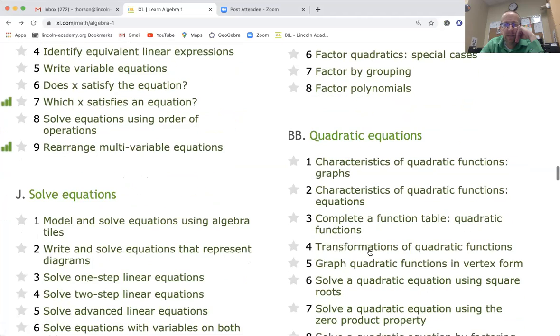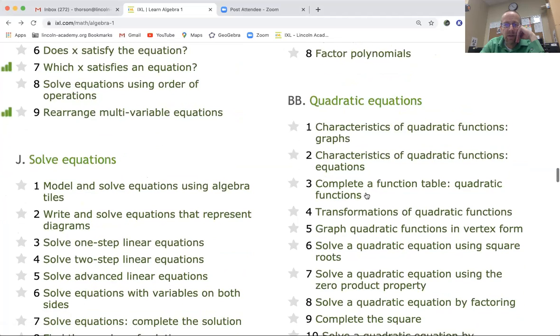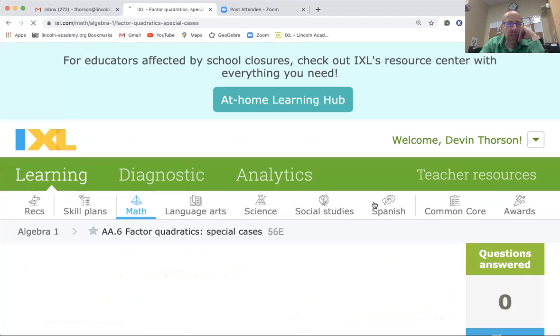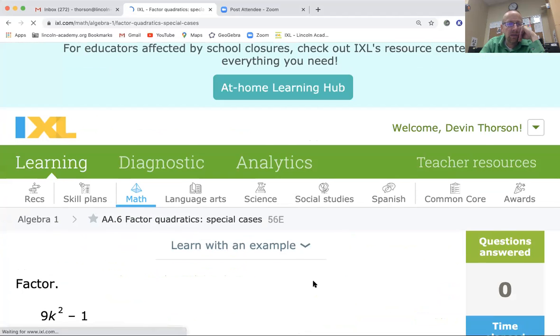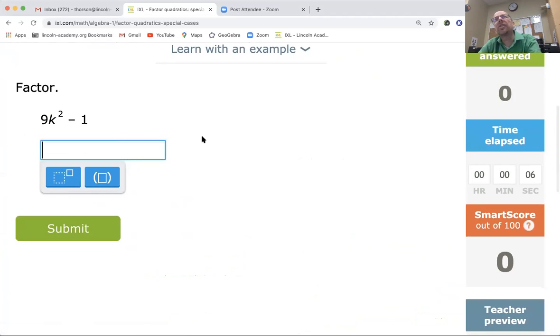In fact, actually, here's some graphing transformation, graph quadratic function. You don't need to go into all that. Let's make sure you remember those special cases of factoring. Like for instance, I just want to make sure, because you'll see this.